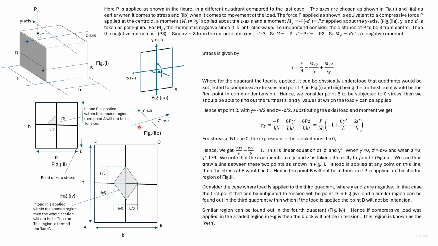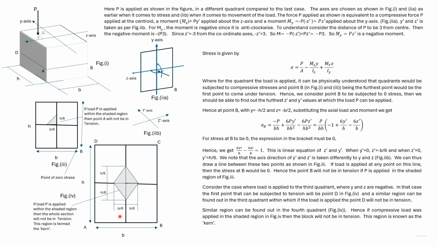If we look at this coordinate axis, then till now we have considered load to be acting in the first quadrant and in the second quadrant. From what we have learned, we can use inference to determine the areas in the third and fourth quadrant where, if load is applied, the section will be in compression.